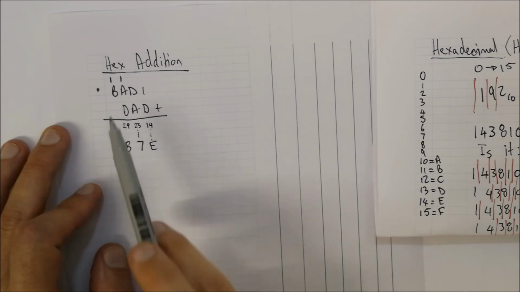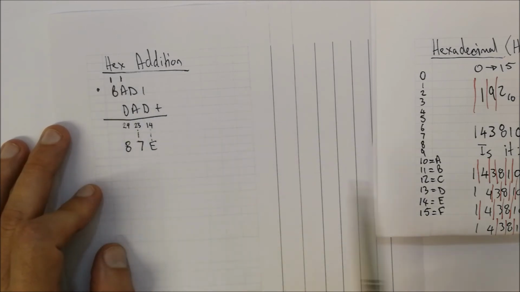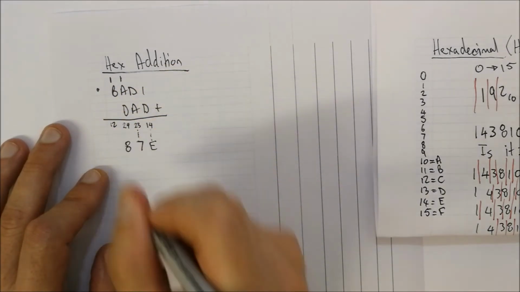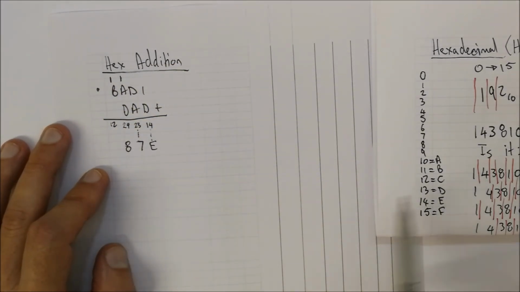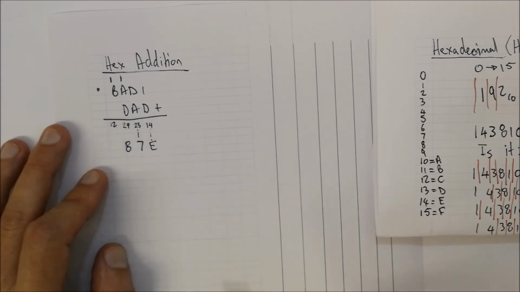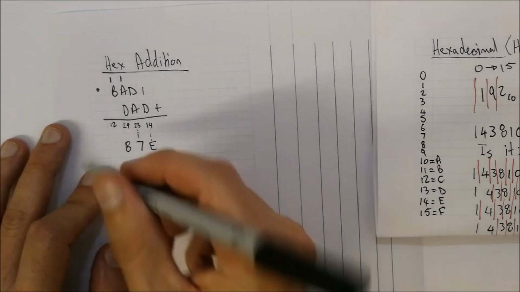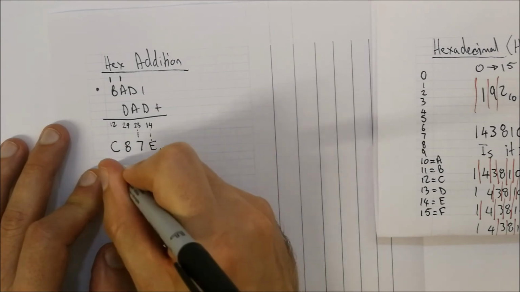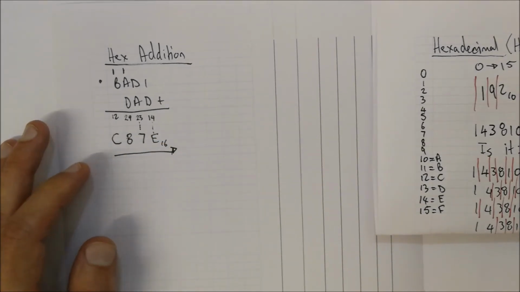Alright, now we go to the next column. B plus 1. So B is equal to 11. Okay, so 11 plus 1 is 12. So we can place a 12 over there. 12 is less than 16, so we don't even have to worry about carrying over. What is the value of 12? 12 is a C. So we place a C over there. Okay, and so therefore that is our answer.